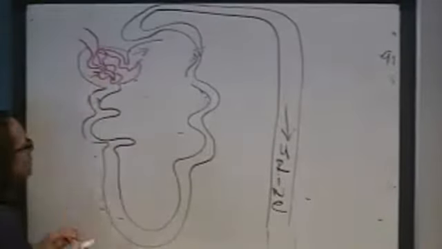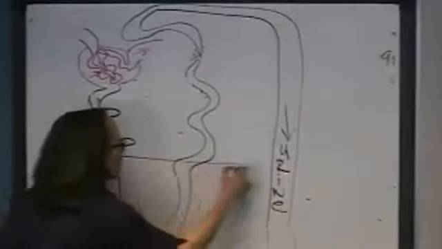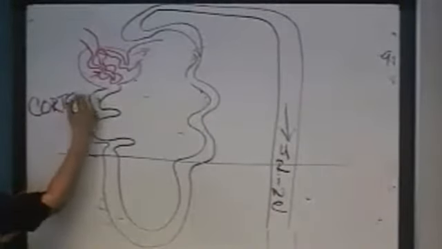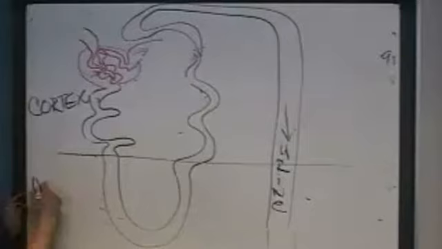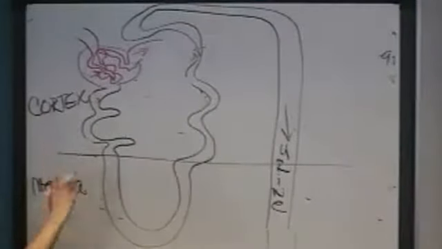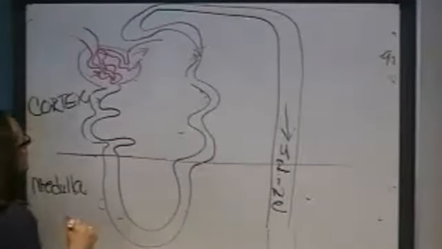Let me give you the names of all these tubes. Part of the tubular system is going to be in the cortex. Part of the tubular system is going to be in the medulla. Along the tubes, there are different names.